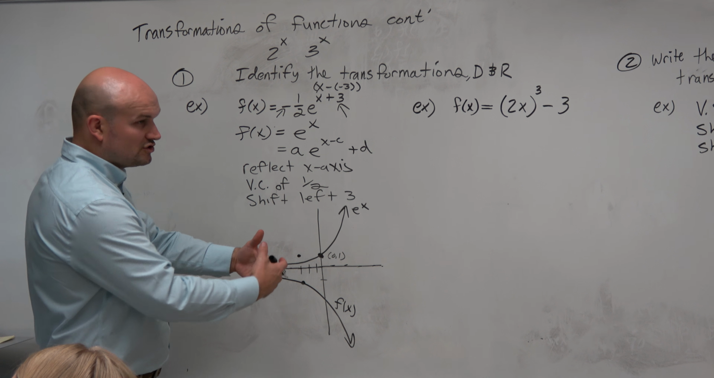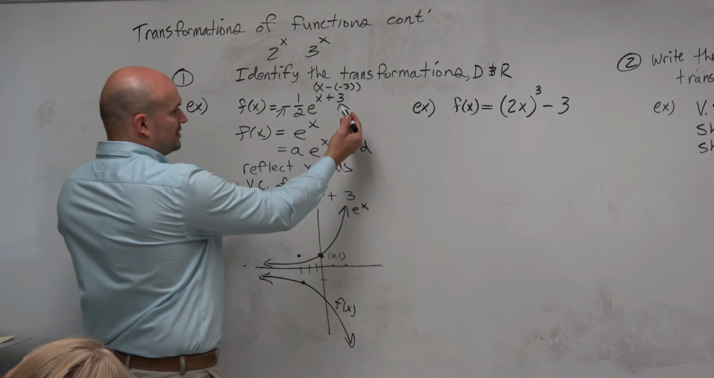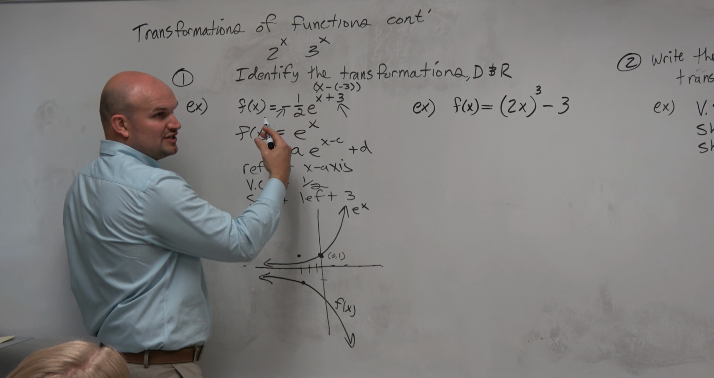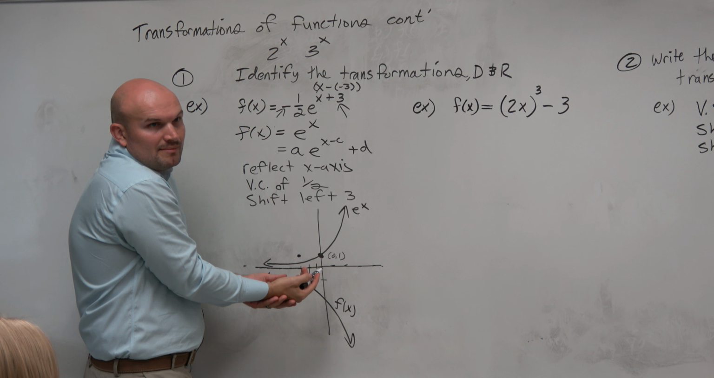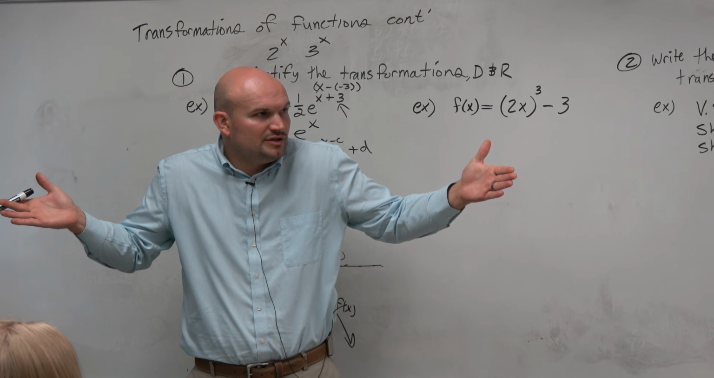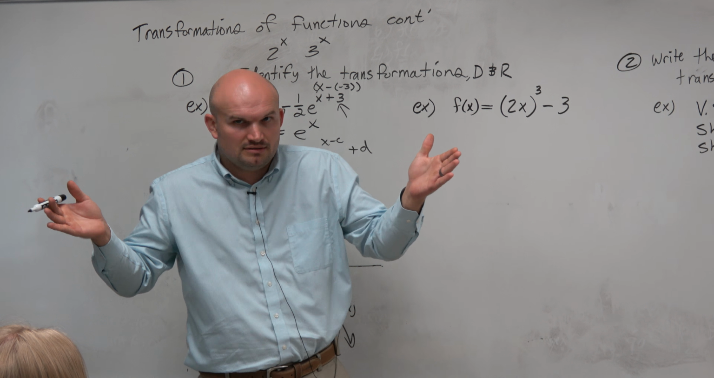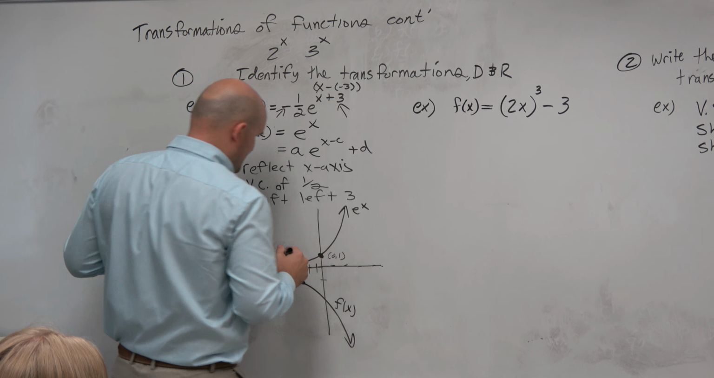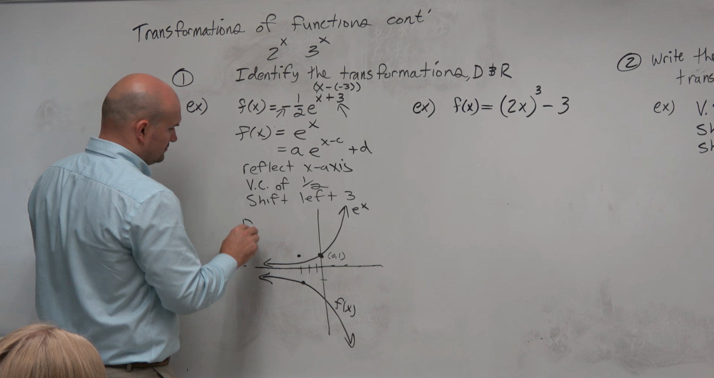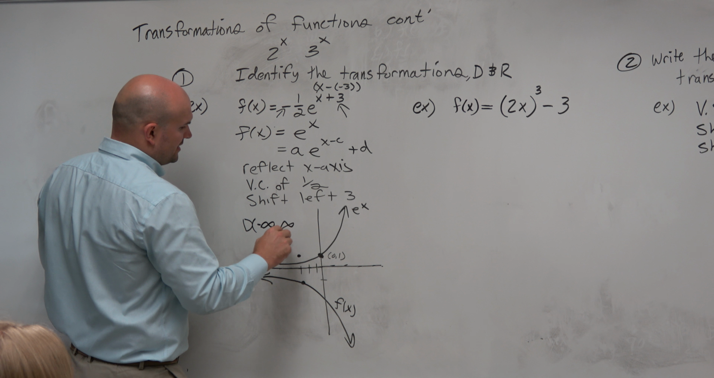So you can see that the domain, right? The only thing that happened with the domain, guys, is it got shifted. But the domain originally is all real numbers, right? So if the domain is originally all real numbers, does it matter if you shift it left or right? No. So we can just say that the domain is from negative infinity to infinity.